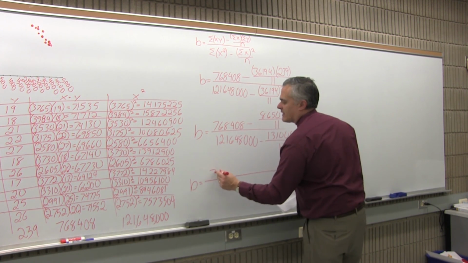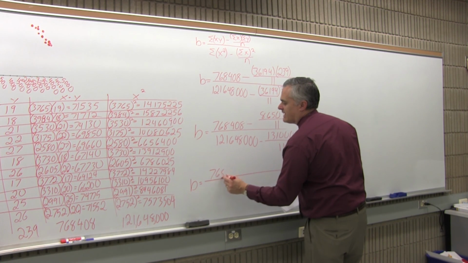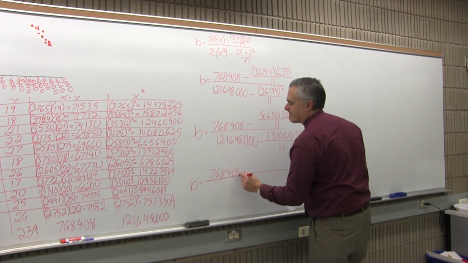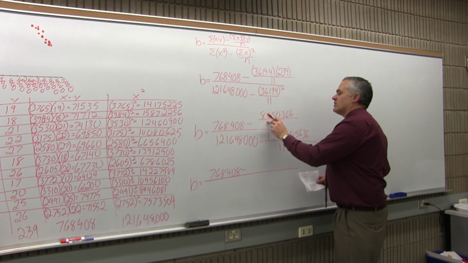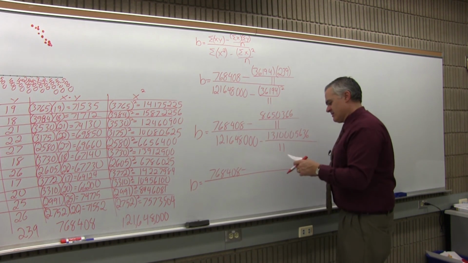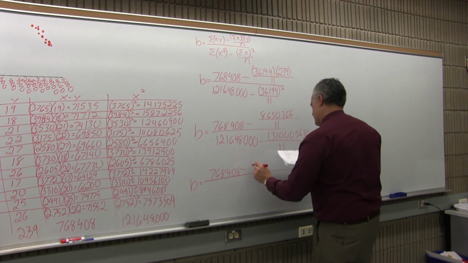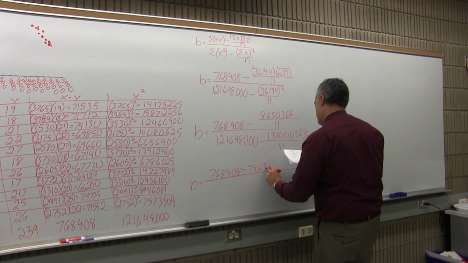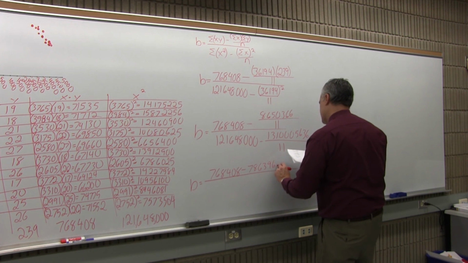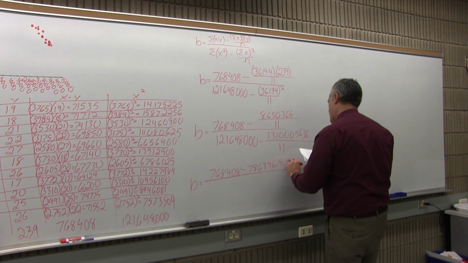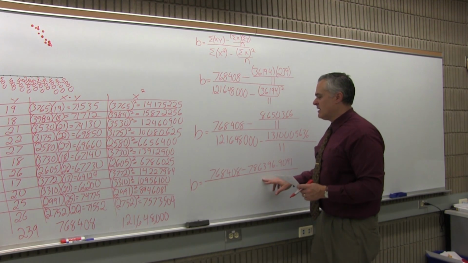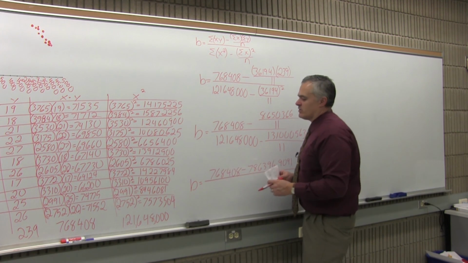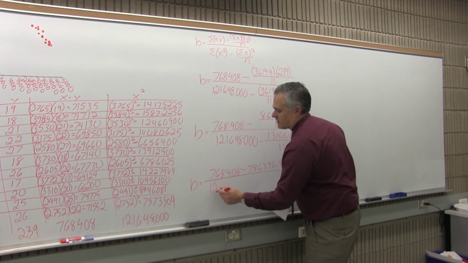So we're going to have 768,408 minus. When I divide 8,650,366 by 11, that result comes out to 786,396.9091. I'll leave the decimals for a minute. I'll round them off in just a sec. In the denominator, the 121 million will stay for a minute.